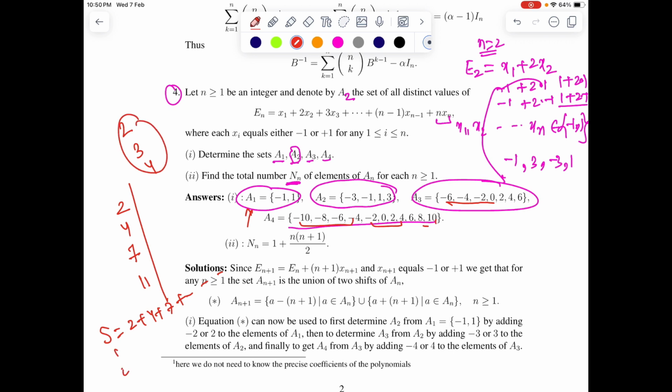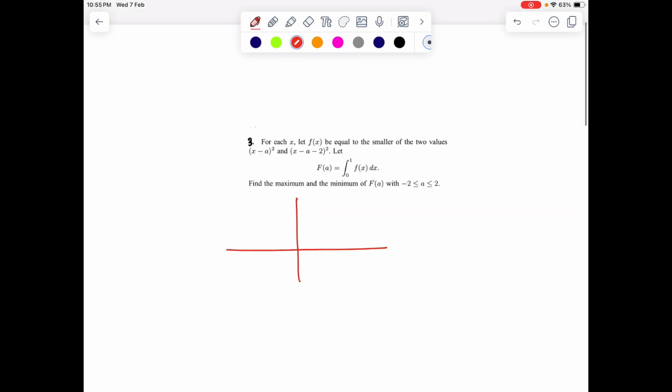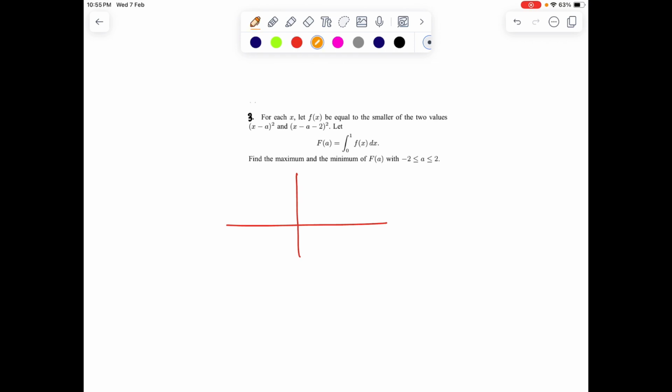And if I define the sum to be 2 plus 4 plus 7 plus 11, their second order term will be constant. So hence with basic sequence and series, we can easily find it to be 1 plus n(n+1)/2. So here is a good problem, and this is a challenging one.